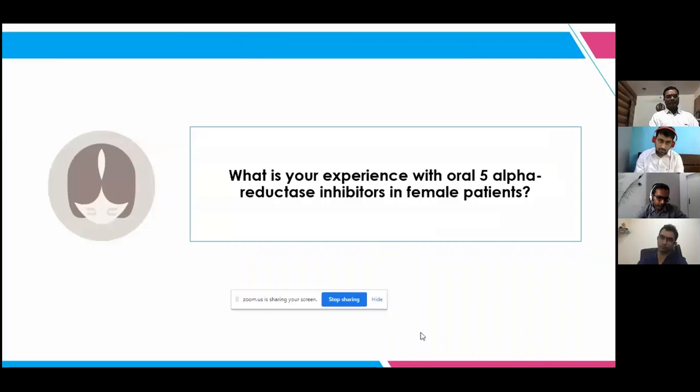And then coming to what is your experience with oral 5-alpha reductase inhibitors in female patients? I mean to say finasteride or dutasteride in female patients, Dr. Kumaresan. Female pattern hair loss is multifactorial. It's not androgen alone in the pathogenesis. So the response is not uniform.